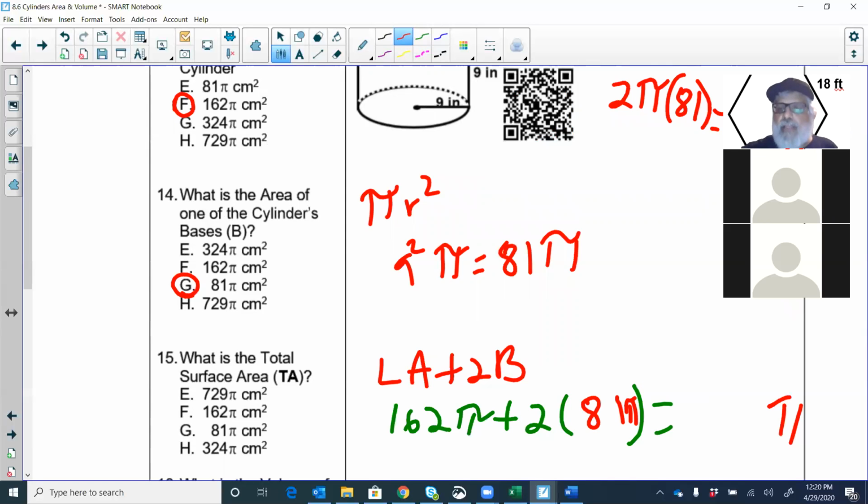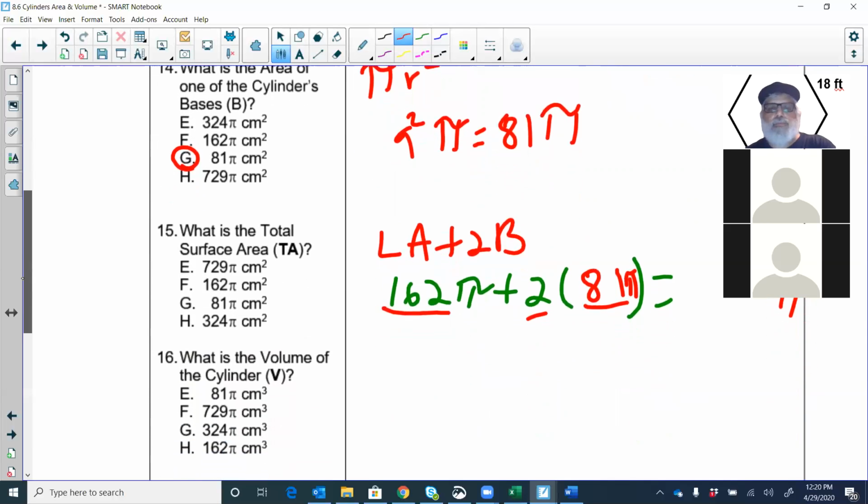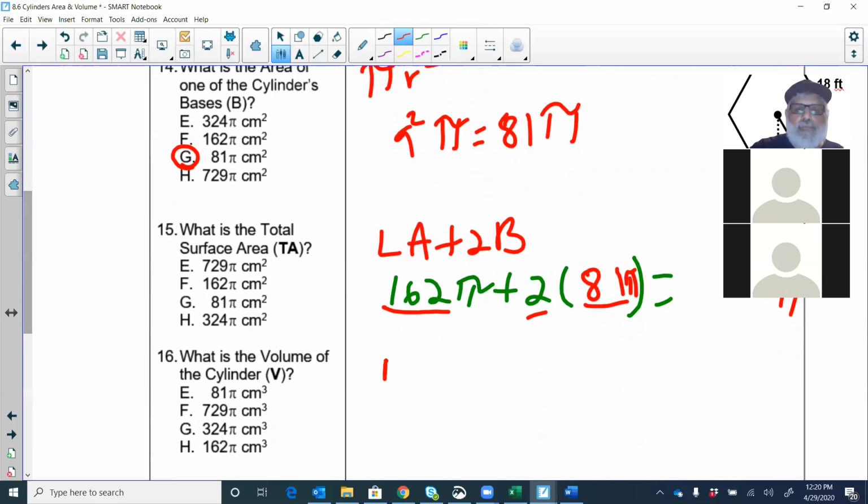Remember, pi is part of the answer. So you're just going to be worried about 2 times 81 plus 162. Is it 324?